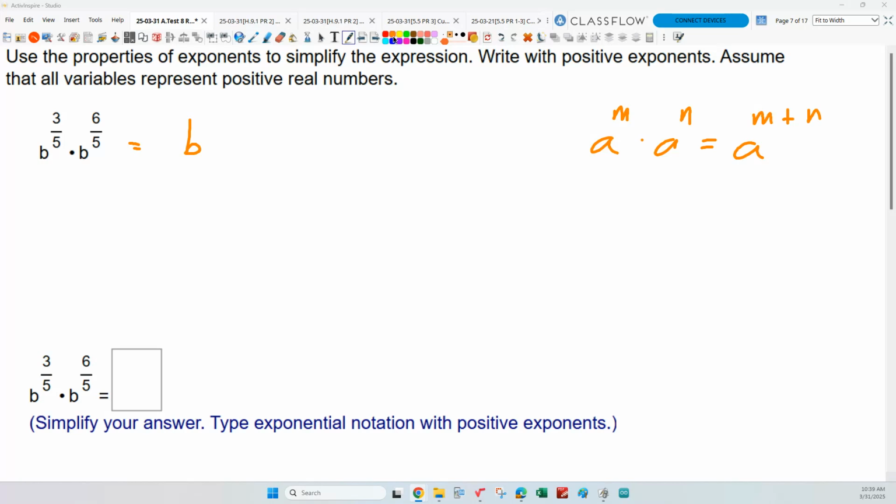3/5 plus 6/5 is 9/5. And 9/5 doesn't simplify, so we're stuck. That's our answer. They want the answer using a positive exponent. So that's it. Okay? No big deal.